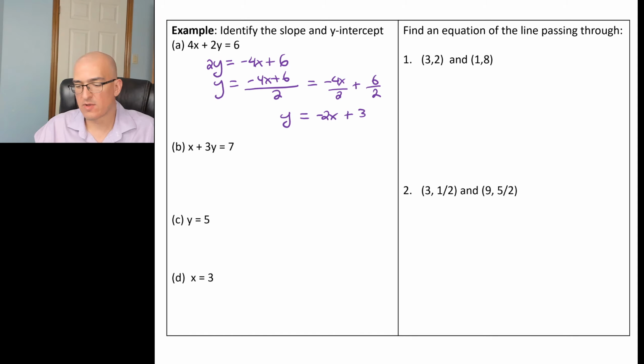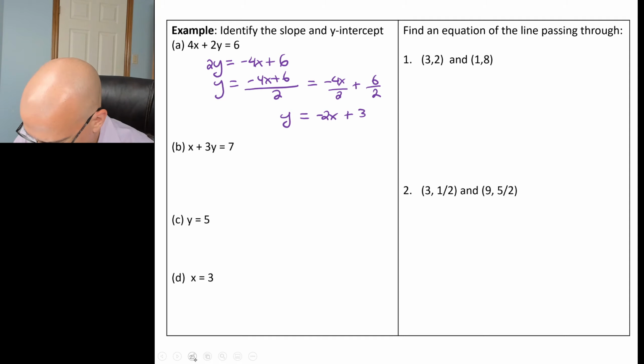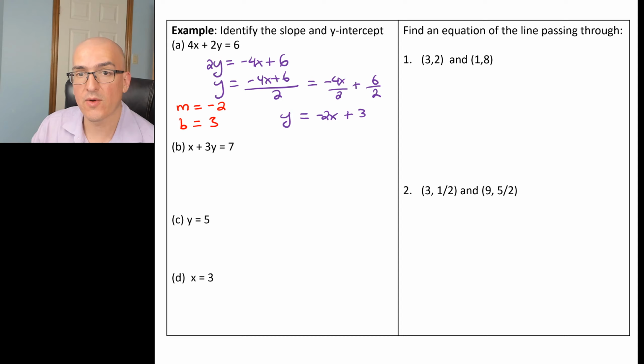Okay, next one. That's not our answer. I forgot to actually fully answer the question. m is equal to negative 2. b is equal to 3. That's our slope and y-intercept.